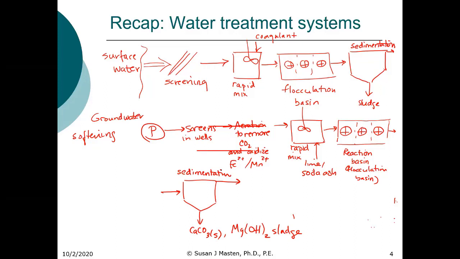The goal is by the end of the semester, all of you can draw these drawings without too much thought, and you really understand how all the pieces fit together. Okay, so we have sedimentation. This is where we're going to produce the calcium carbonate and the magnesium hydroxide sludge, and then the effluent would move into a filtration system, and we'll talk about filtration next.